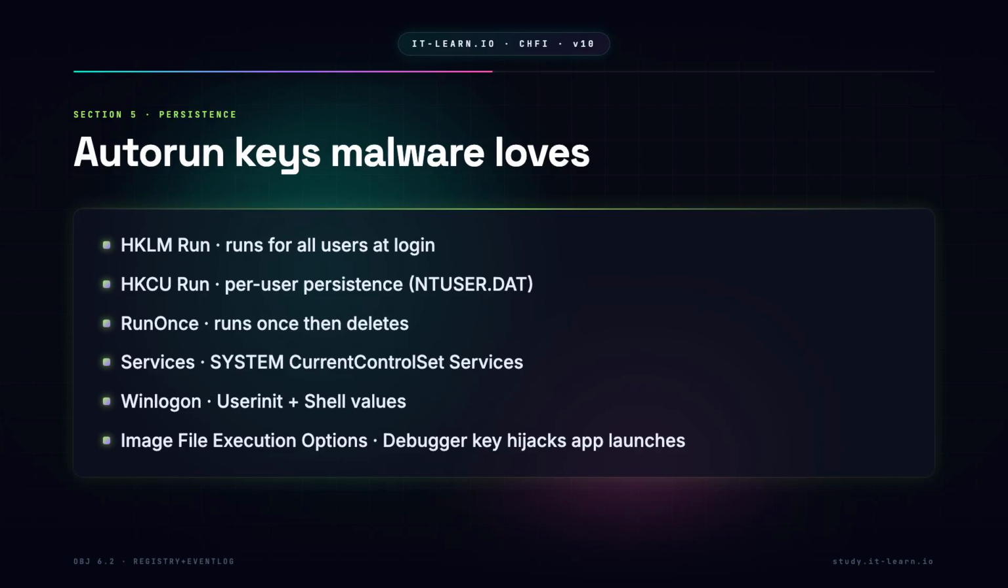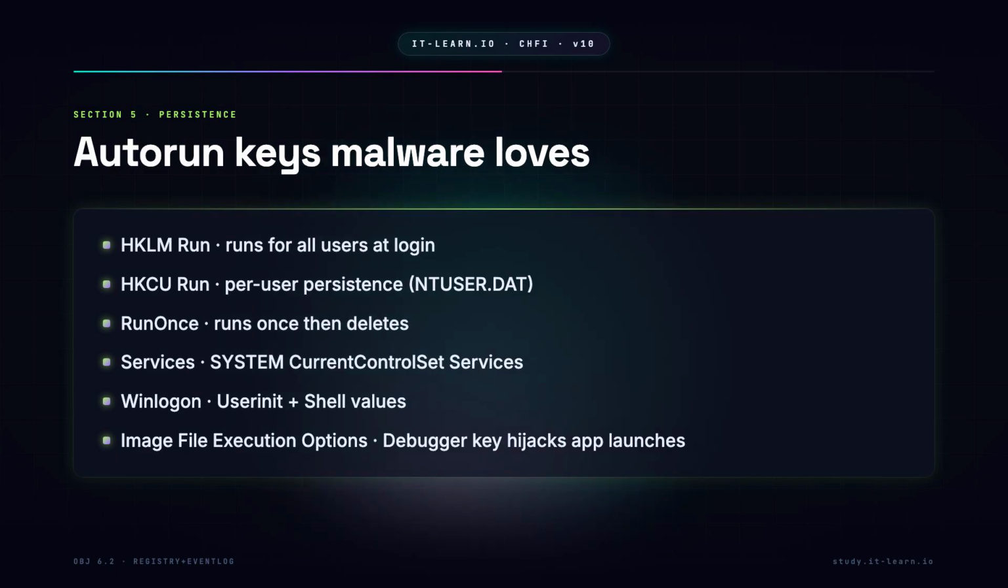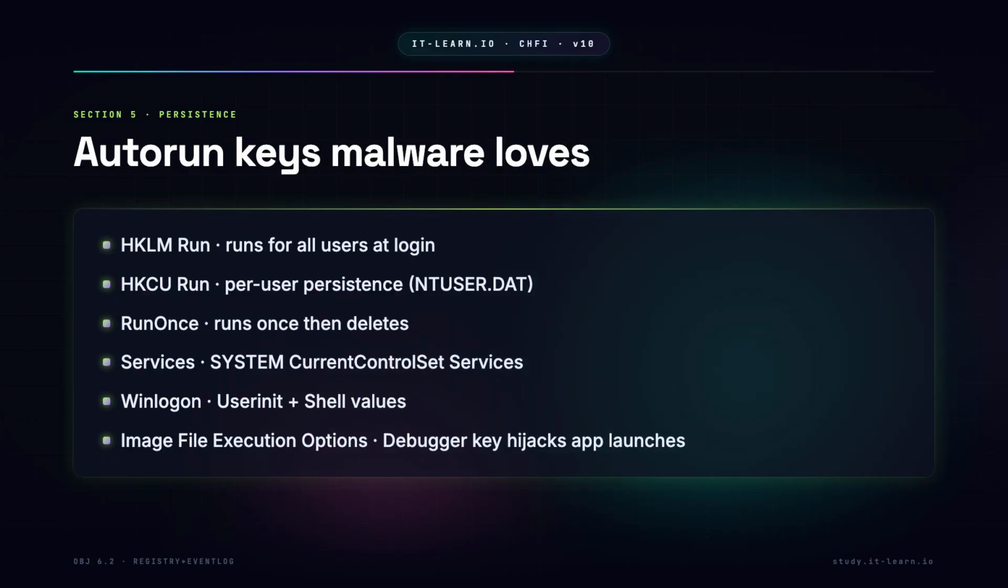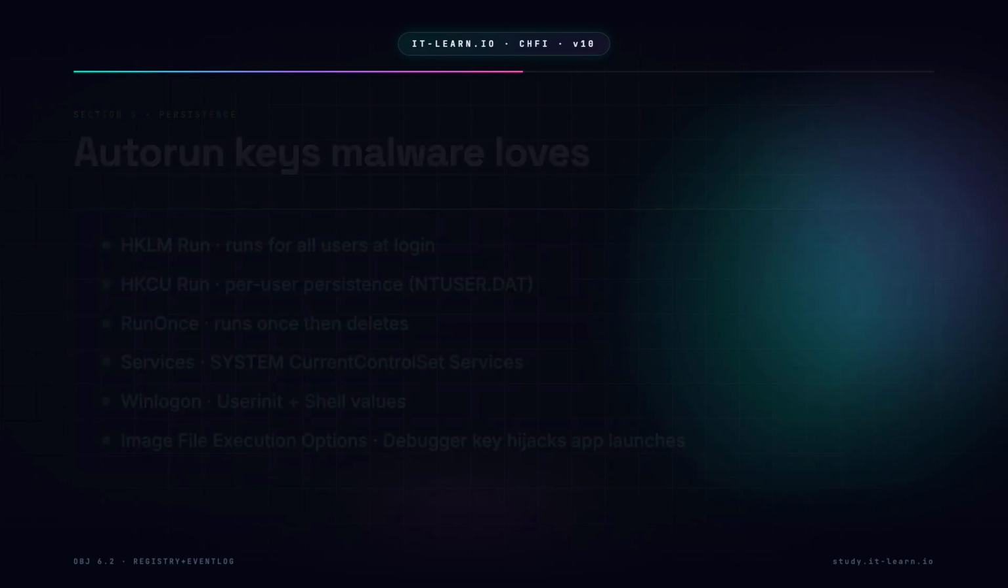Image File Execution Options, IFEO. The debugger value can hijack application launch. Set Debugger equals malware.exe, and Windows runs your malware whenever the legitimate app is launched. Check all of these on every investigation. Autoruns from Sysinternals is the standard tool. It checks dozens of persistence locations automatically.